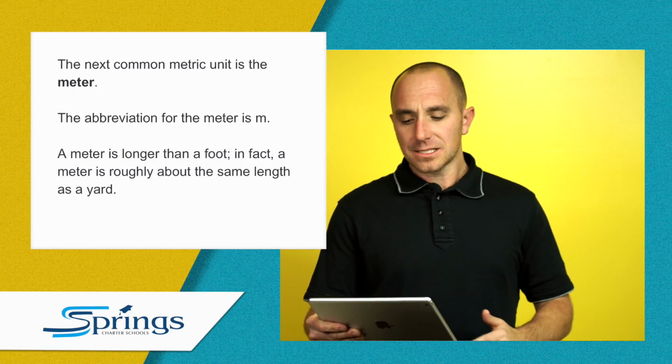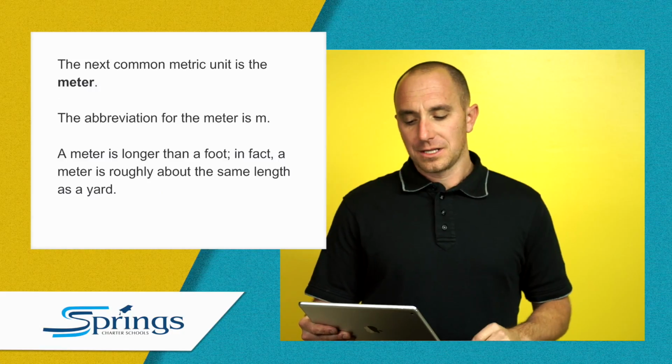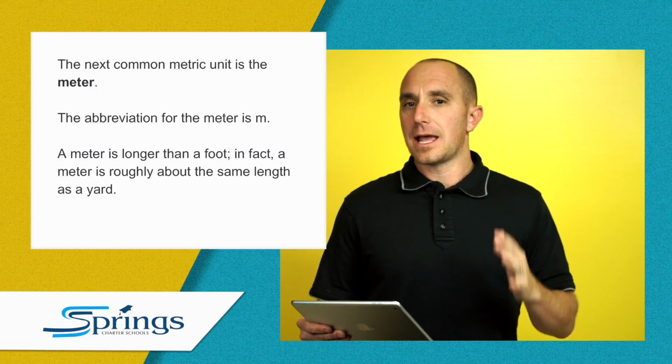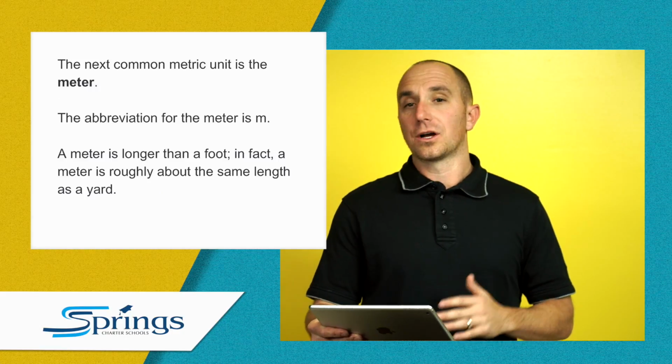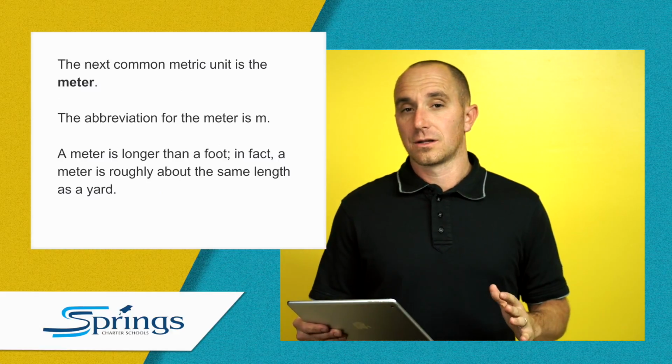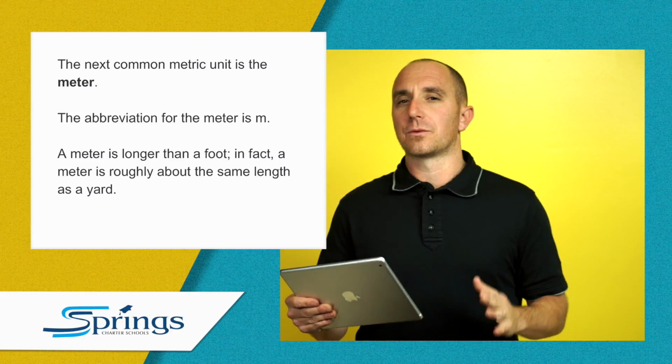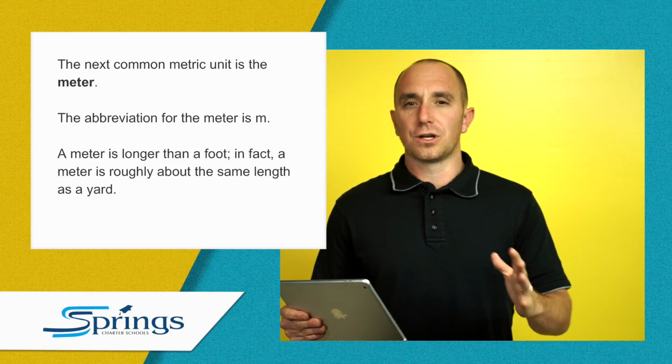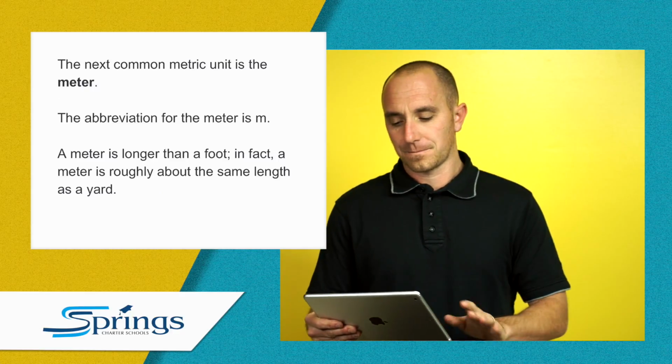Okay, the next common metric unit is the meter. The abbreviation for meter is m. A meter is longer than a foot. In fact, a meter is roughly about the same length as a yard. Okay, so keep that in mind when you're talking about relations between the two. So a yard and a meter are pretty close.